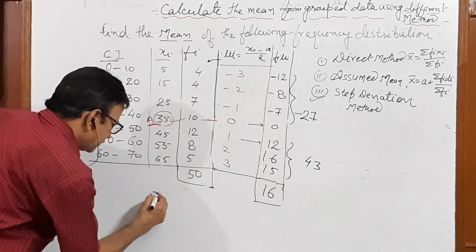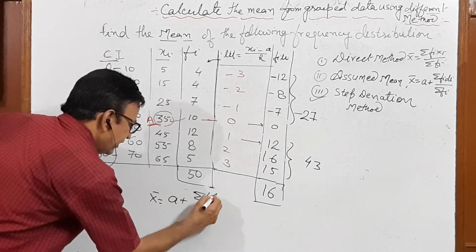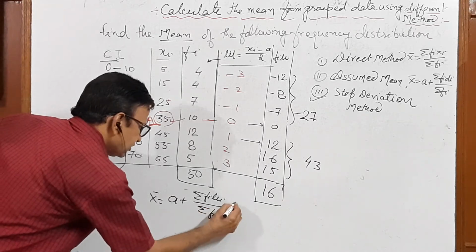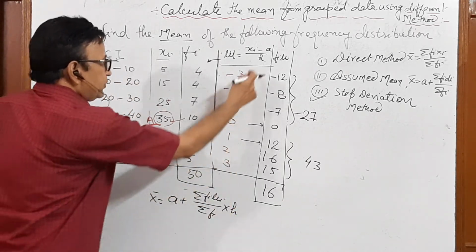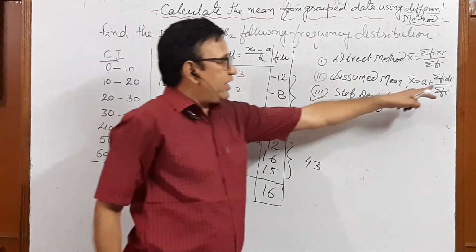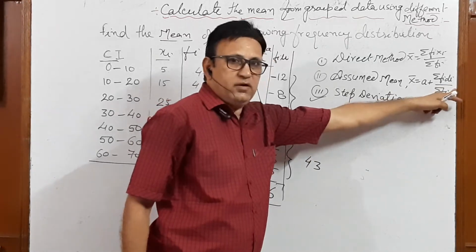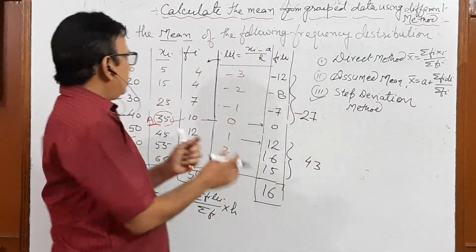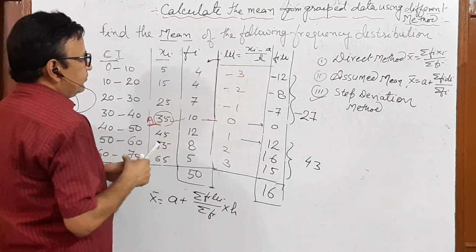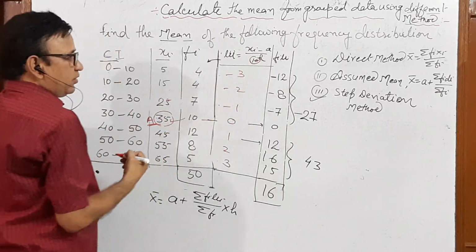So x bar equals a plus sigma fi ui upon sigma fi, into h. This time h, because we divided by h, so we write into h. In the assumed mean method we have not written h. Clear? So this is the main difference here. It means we have just taken the common factor. The difference of the class interval is 10. This is h.